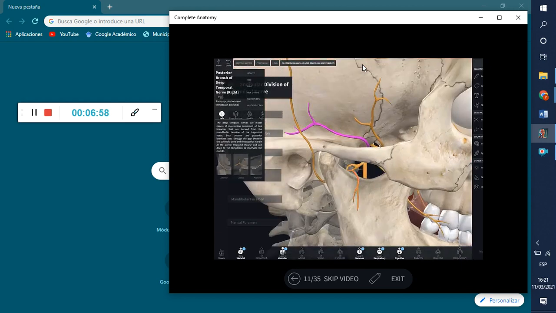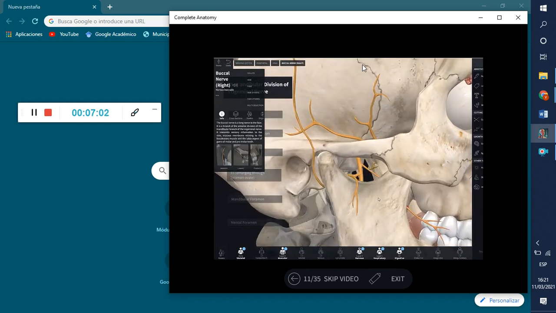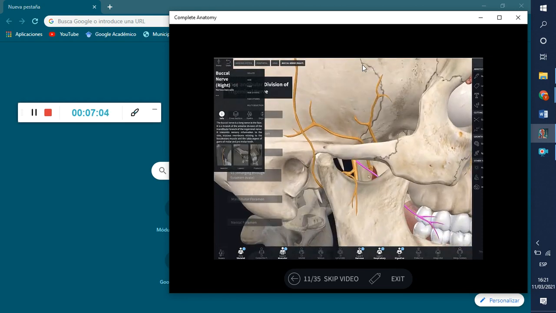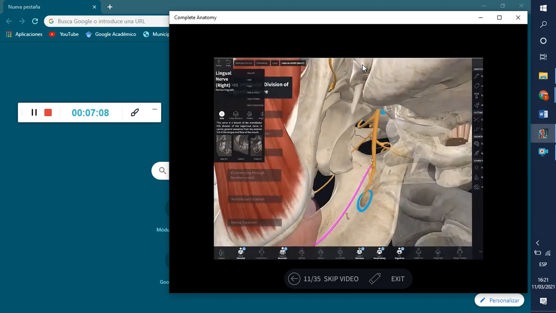There are also some more deep temporal nerves here. Here's a sensory nerve called the buccal nerve. Yeah, it does sensory to the cheek. And if we have a look at the inside here, here's the lingual nerve, which is also a branch of V3 that will supply the anterior two-thirds of the tongue with general sensory innervation.